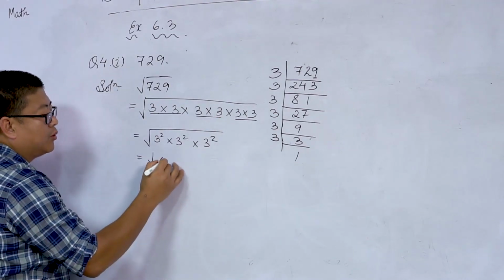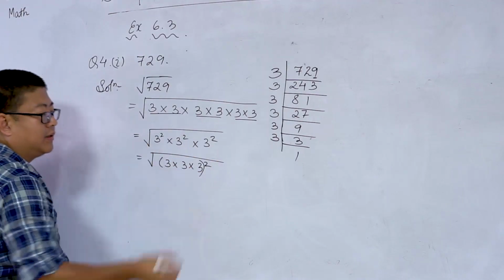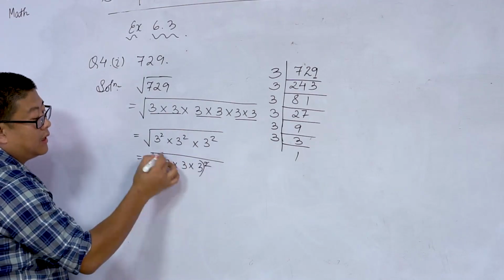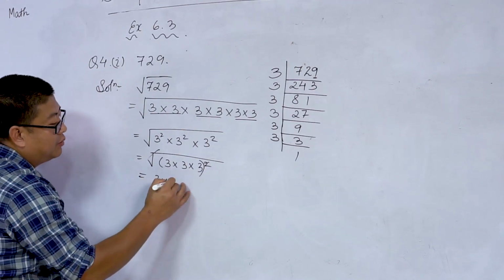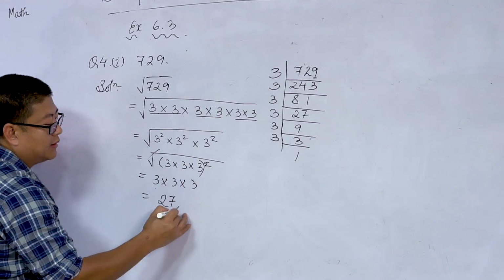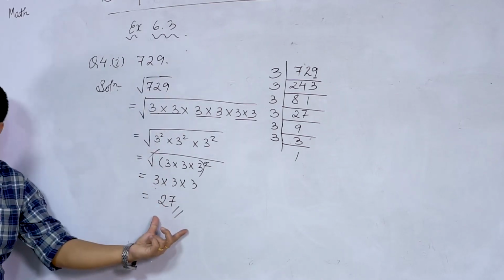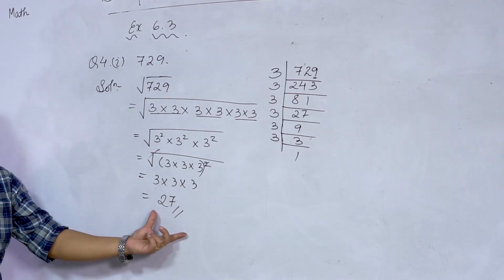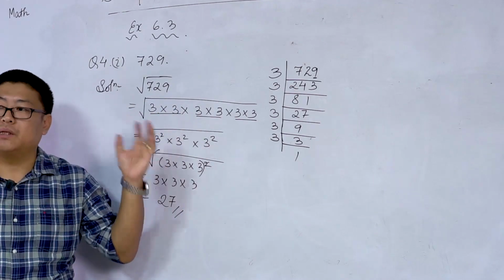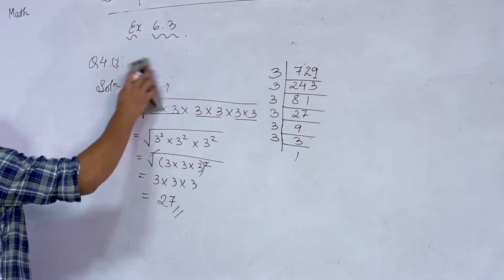All of them are squares, so I can take a common square for all of them with a bracket. Bracket open, 3 into 3 into 3, bracket close, square. Cancel the square roots. We have 3 into 3 into 3. So 3 into 3, 9, 9 into 3, 27. So the square root of 729 is nothing but 27. This is the prime factorization method. Please do not get confused. Let's move on to the next question.